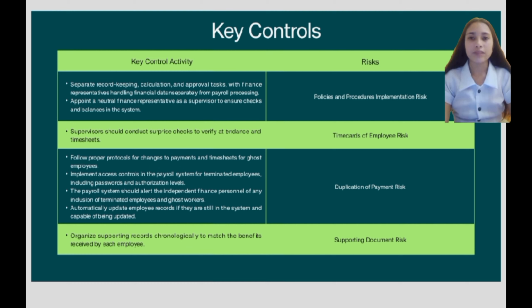Those key control activities are being classified according to their type of risk. The first and second key control activities are classified as policies and procedures implementation risk. The third one is classified as time cards of employee risk. The fourth to number 6 is classified as duplication of payment risk. And the last one is classified as supporting document risk.